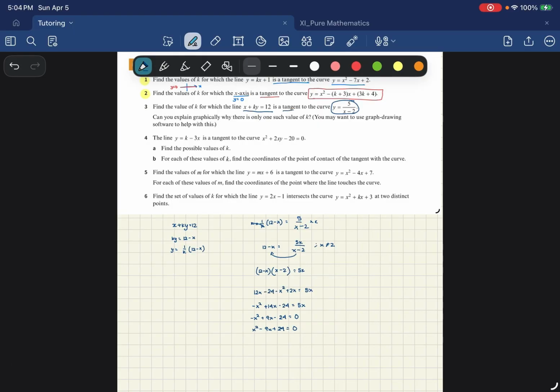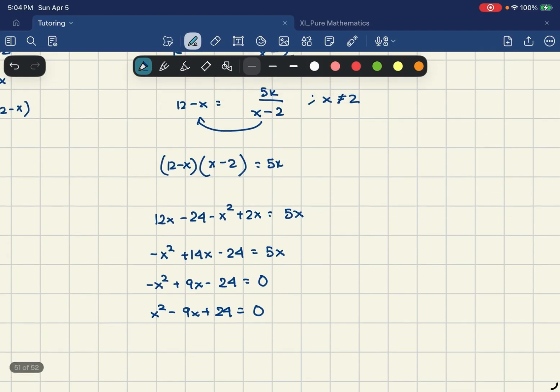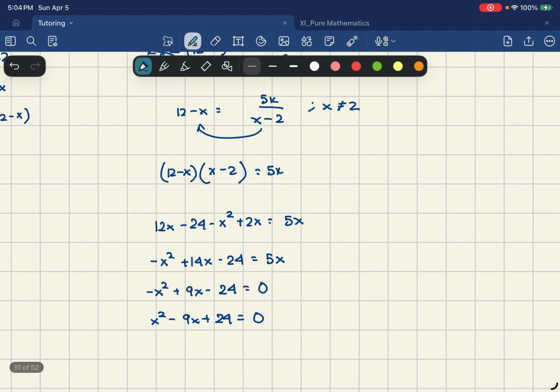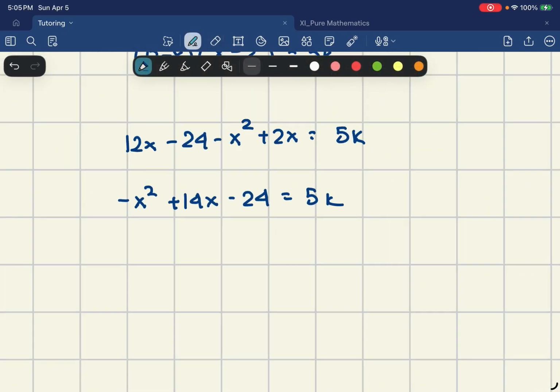And we want the line to be a tangent to the curve. Oh, this is k, that's why I was so confused. This is k, my bad. My apologies. So this is k. All right, sorry about that. And we get minus x squared plus 14x minus 24 minus 5k. This is going to be 0.